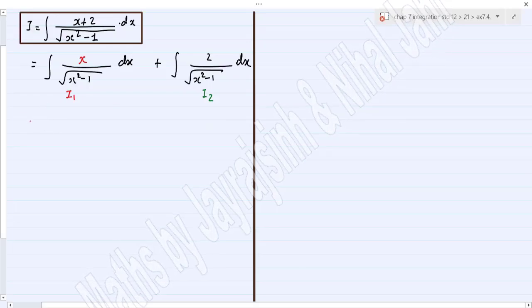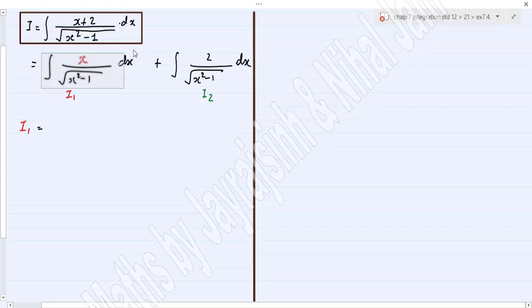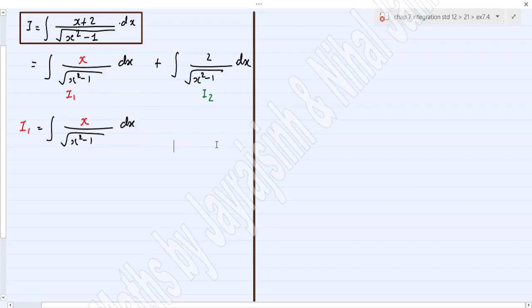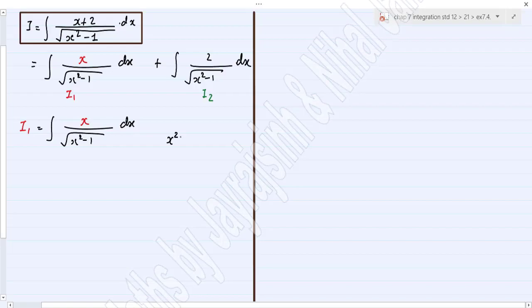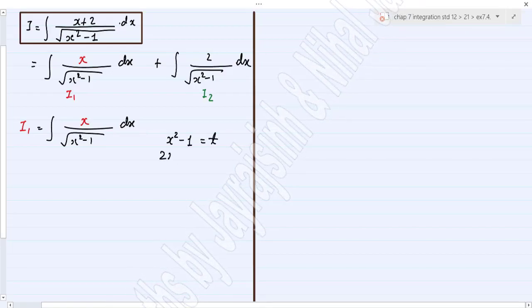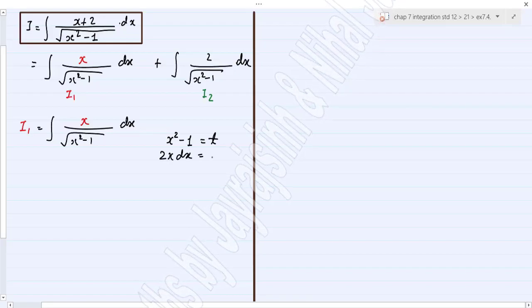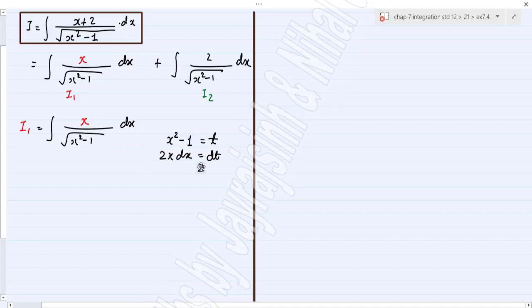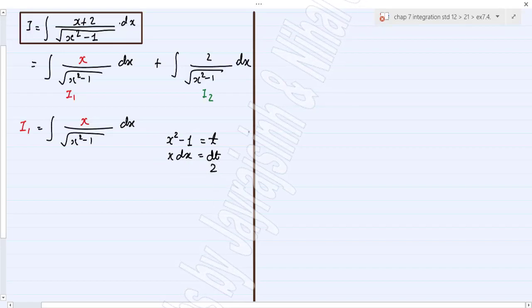Let's integrate separately. Our I1 is simply integration of x upon under root of x square minus 1. So here we just have to assume x square minus 1 is equal to t. Differentiate both the sides, we will get 2x dx is equal to dt. So we can say this x dx will be dt by 2. So let's modify our integration.